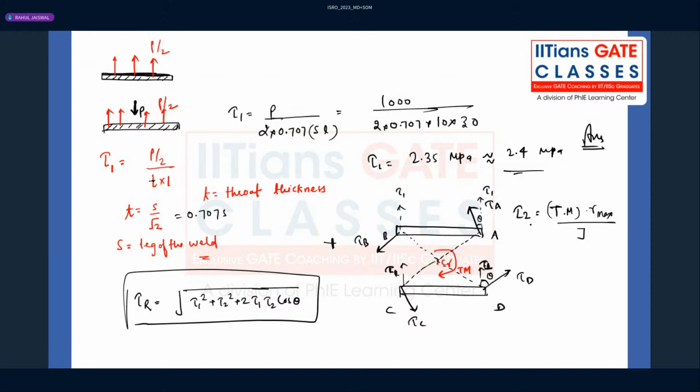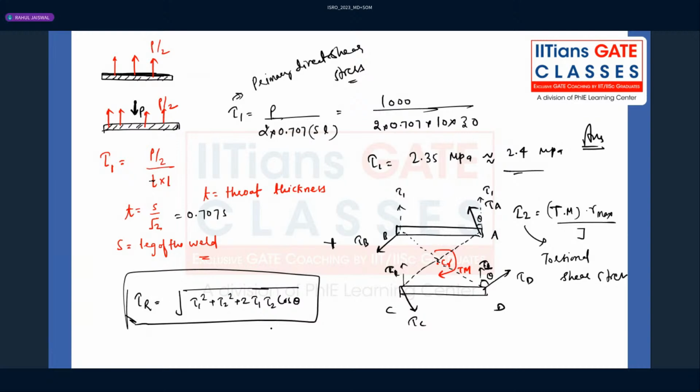So that is what we have to calculate: torsional shear stress. And this is nothing but primary direct shear stress. Two types of stresses will be developed. One is a direct shear stress, other is torsional. And we have to find the resultants.